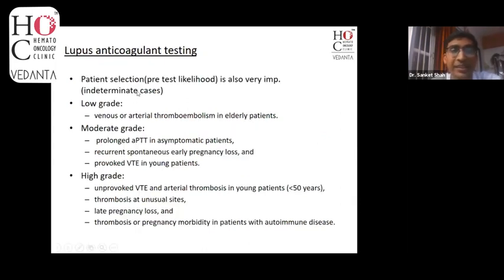In indeterminate cases, it is most important to identify the pre-test likelihood, or the patient selection. Those with a low likelihood, indeterminate cases are considered negative, while those with high chances of positivity, even if they come out indeterminate, should be considered positive and should be observed or treated in the same way.